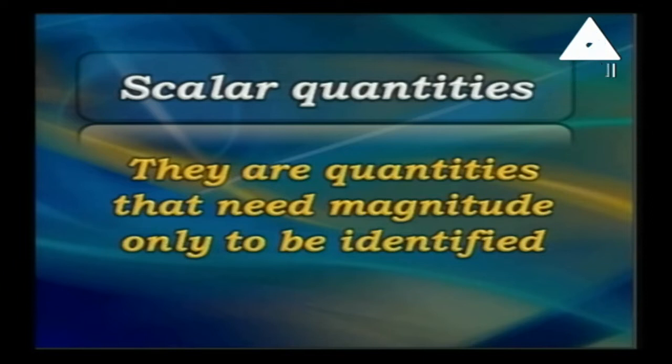You have scalar quantities. They are quantities that need magnitude only to be identified. What is meant by magnitude here? Magnitude means the value. I need the number, the amount, without direction, without anything else. For example, we have mass. How many kilograms is your body? I need to know just the kilograms, but I don't need the place of your body, or where you are from, or anything like this. So they are scalar quantities: quantities that need magnitude only to be identified.